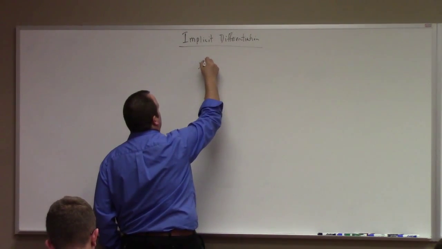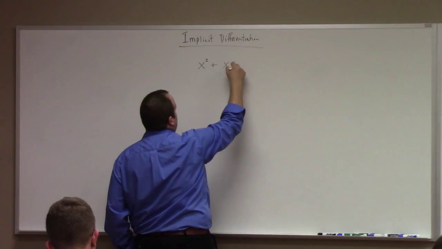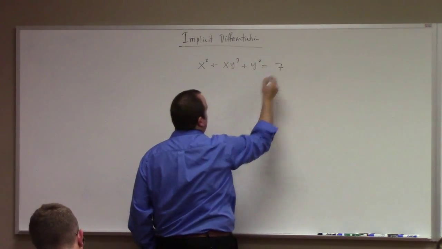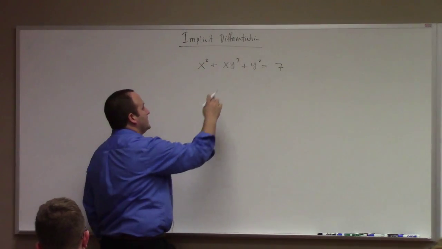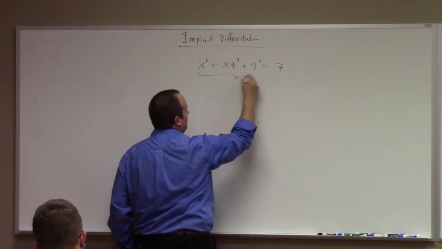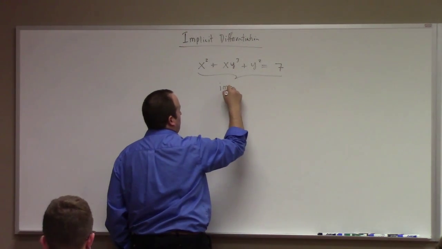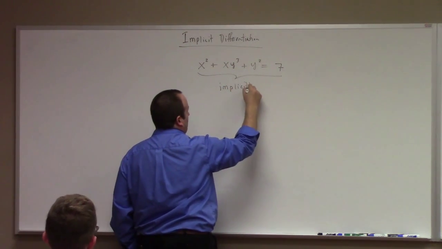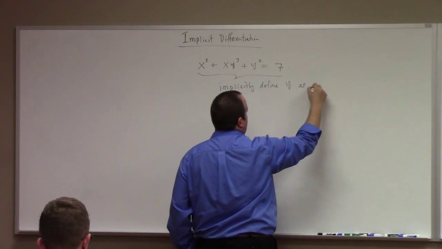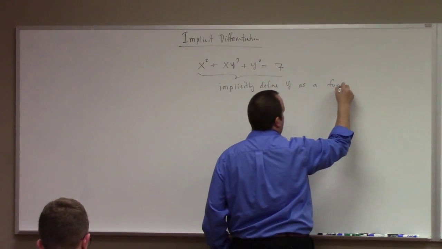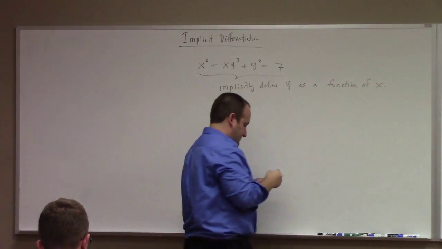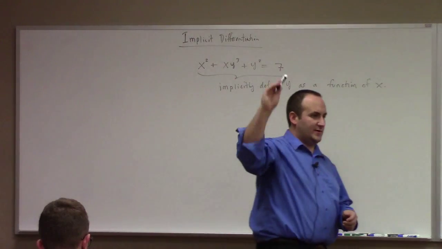So it's like this, x squared plus xy cubed plus y squared equals 7. So this equation would implicitly define y as a function of x. I think I've had about enough of this marker. Watch out.